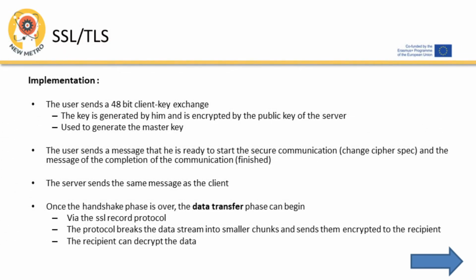The user sends a 48-bit client key exchange. The key is generated by him and is encrypted by his server's public key. It is used to generate the master key. The user sends a message that he is ready to start the secure communication, change cipher spec, and the message that completes the communication, finished. The server sends the same message to the client.